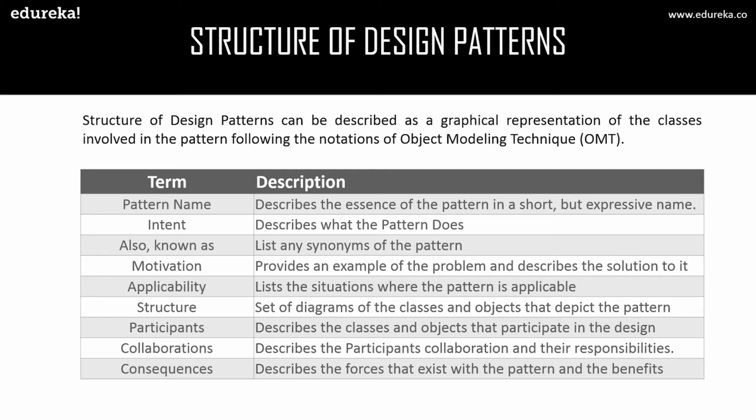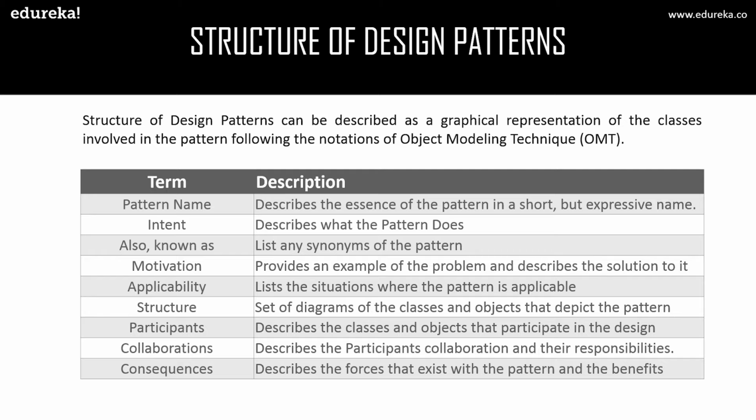The next one is participants. The classes and objects are the entities participating in a pattern along with their responsibilities. The next one is collaborations. Collaborations describe how the classes and objects collaborate with each other to carry out their responsibilities. The next one is consequences. Consequences tell us the costs and benefits of using a certain pattern. They also tell us which part of the system can be changed independently.